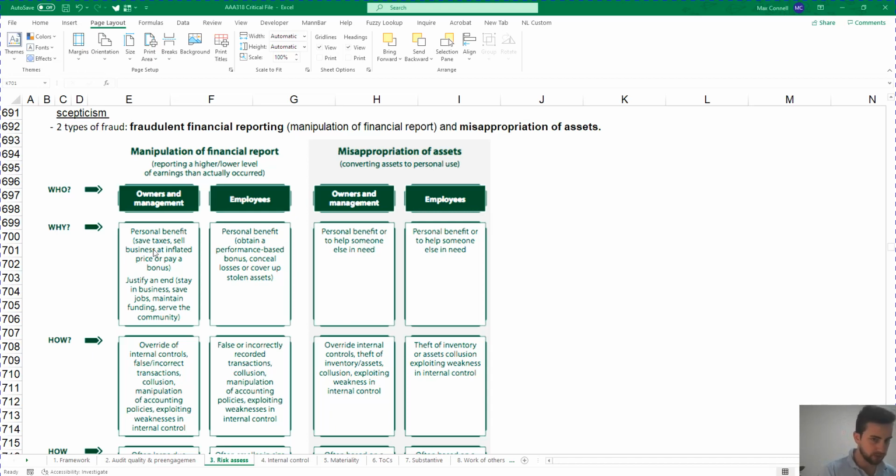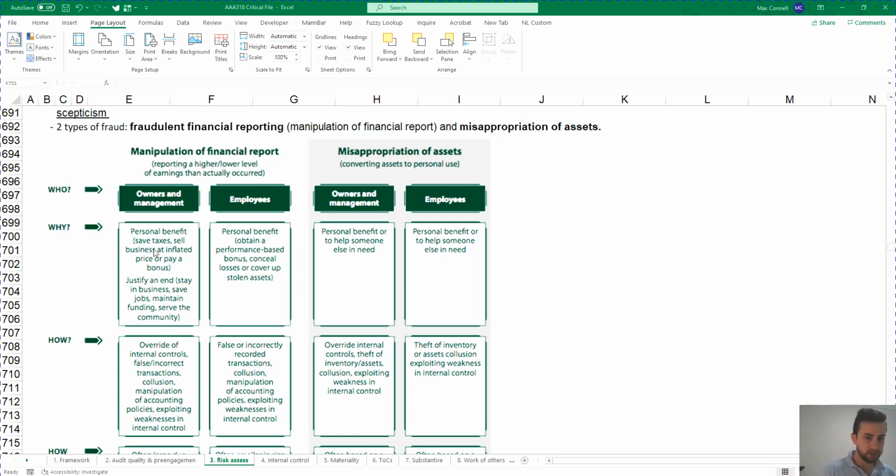To save taxes, to sell a business at an inflated price, or pay a bonus. Justify an end, e.g. stay in business, save jobs, maintain, etc. For employees, it might be to obtain a personal benefit, e.g. performance-based bonus, conceal losses, or cover up stolen assets.